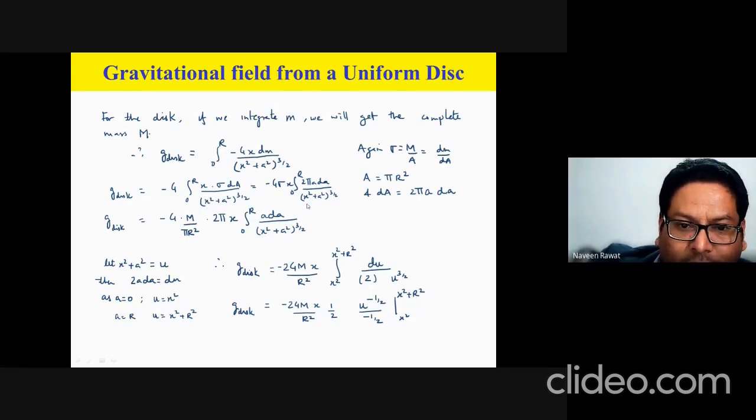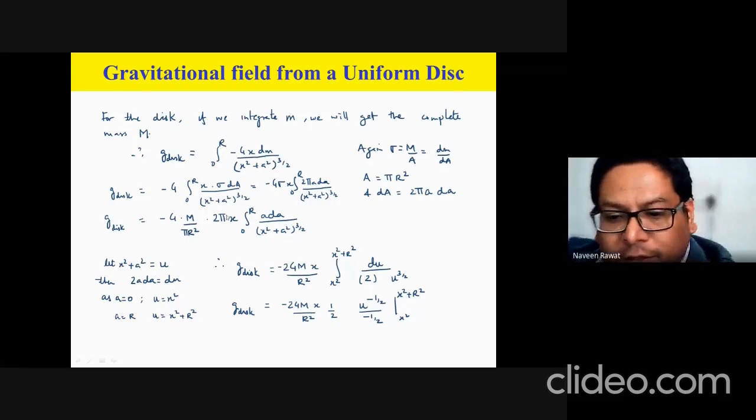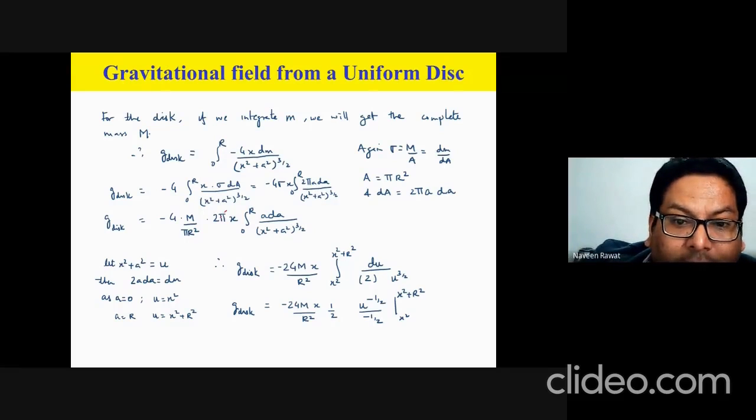divided by x square plus a square. Okay, so again you can simplify it further. There is a pi here, it will cancel with the pi. So you get minus 2GM by r square, which is this expression right here, times x, right? And now you are integrating 0 to r a dA by this factor.